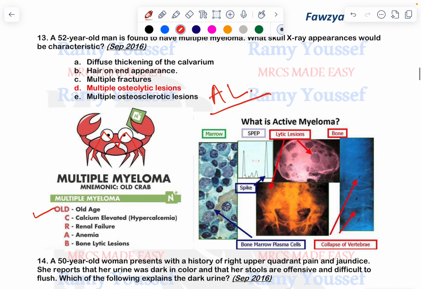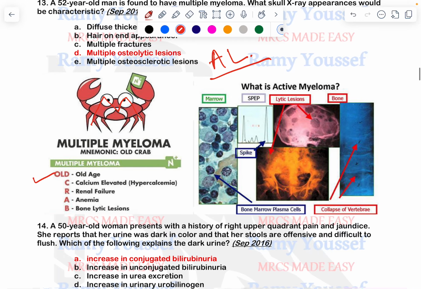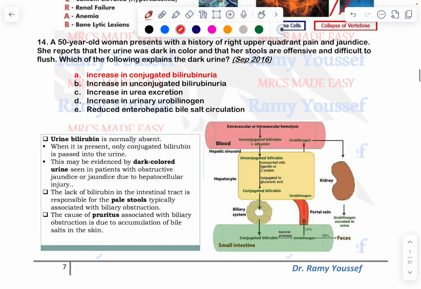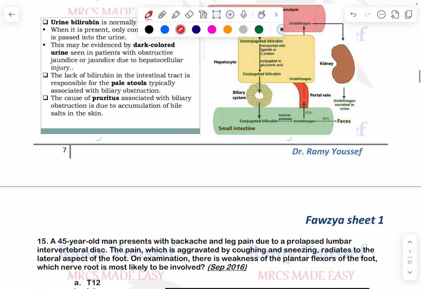A 50-year-old woman presents with a history of right upper quadrant pain and jaundice. She reports that her urine was dark and stools are offensive. So this is right upper quadrant pain, jaundice, obstructive jaundice. Fat is lost, either pancreatic malignancy or obstructive stones. Conjugated bilirubin is raised. Urine is dark, stool pale, with pruritus.